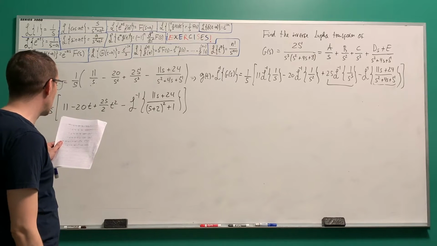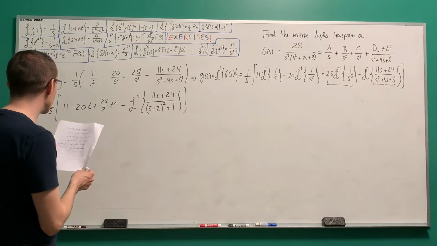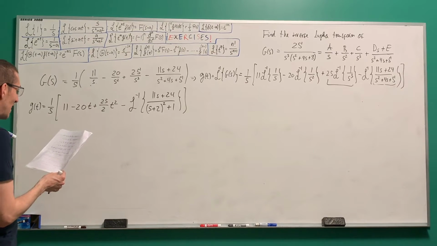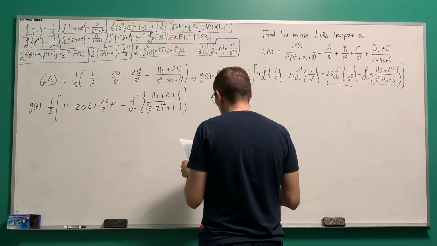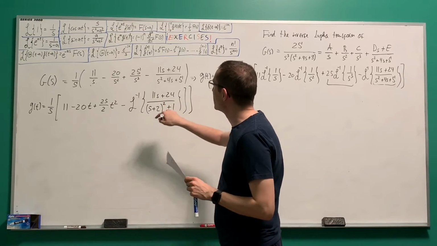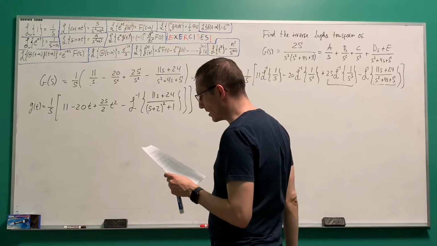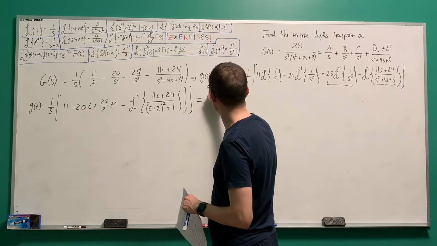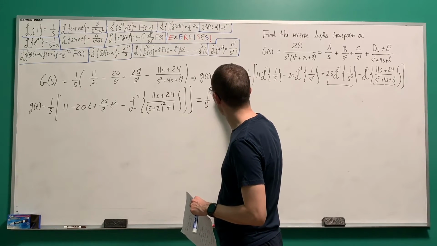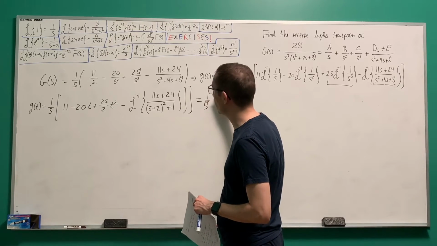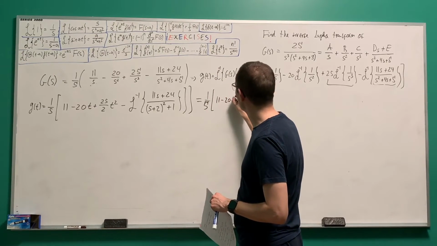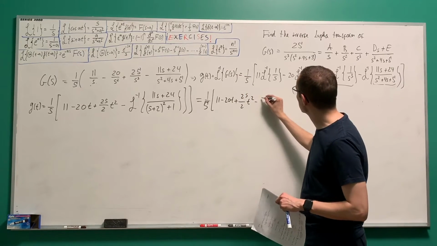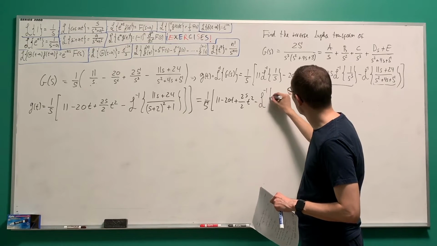Now that I have that, I need to transform this into something like the cosine and something like the sine. How do I do that? First, let's see. This thing, I can decompose it into two things. So what I'm going to do is the following. 1 over 5. Oof, looks like s all the time. 1 over 5. 11 minus 20t plus 25 divided by 2 t squared minus inverse Laplace. Now what do I need?